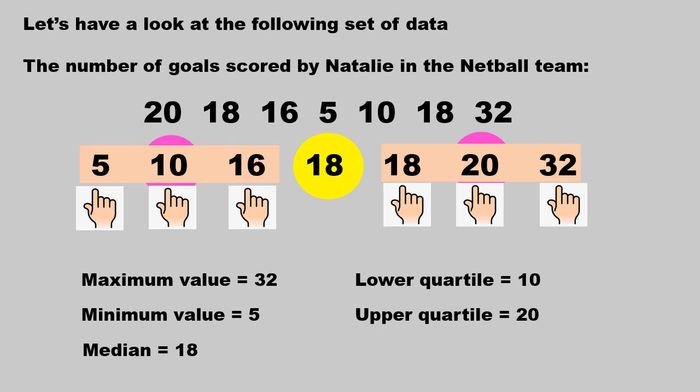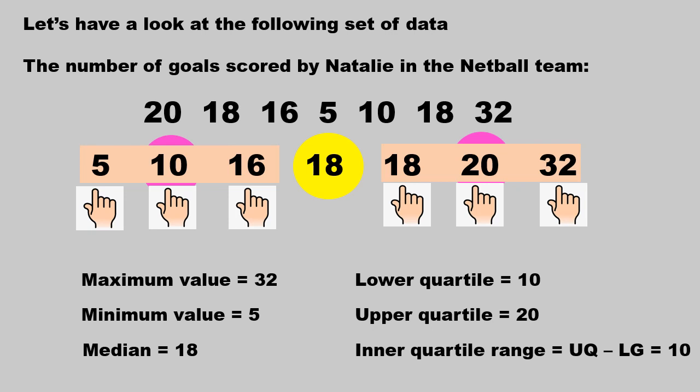So now you can see we've got 5 values. The 5-number summary is the maximum, the minimum, the median, the lower quartile and the upper quartile, and we need to find the median so that we can break it up into 2 parts. Okay, so now the interquartile range is the upper quartile minus the lower quartile. So 20 minus 10 gives you 10. All right, quite easy to find.